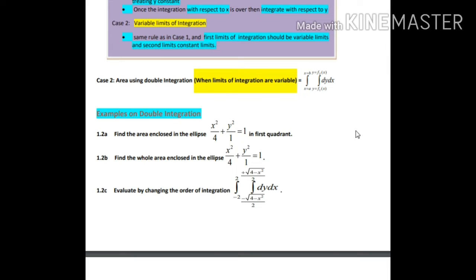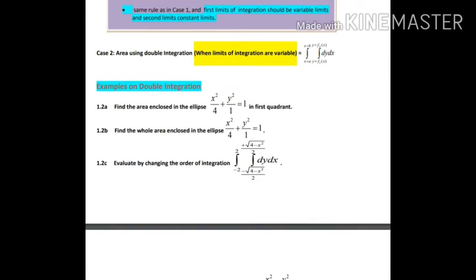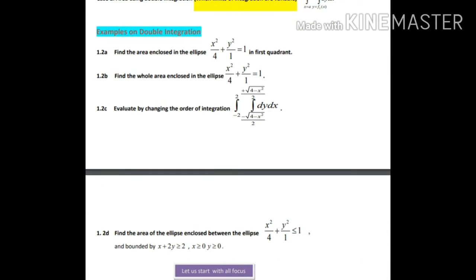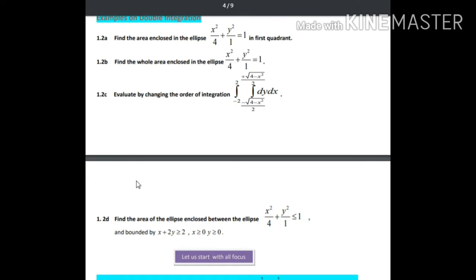Now we shall be doing some examples on double integration. So these 4 examples we shall cover. Find the area enclosed in the ellipse in first quadrant. This is to find the whole area enclosed in the ellipse. So here you have to find the area of the ellipse only in first quadrant. In the next, you have to find the whole area lying inside the ellipse.